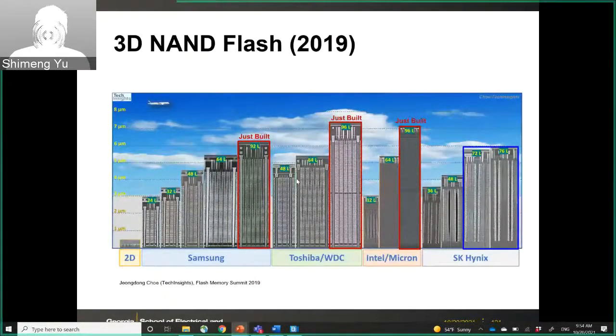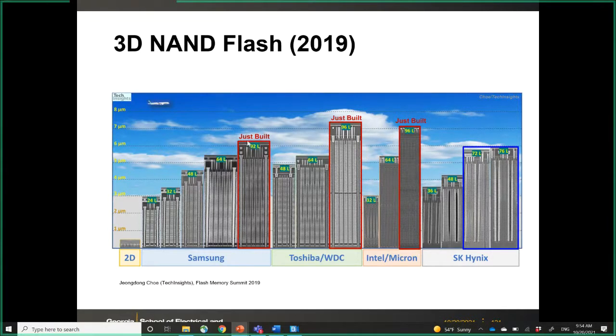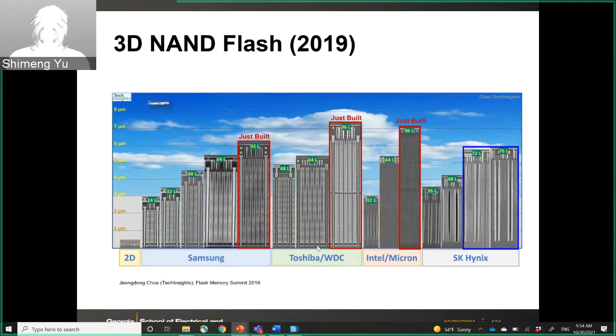So this is a landscape of the 3D NAND flash competition back in 2019, like 2 years ago. All major companies started building the 3D NAND flash. It's like you build skyscrapers, very tall buildings. So you look at the height of the 3D NAND stack. It's a few micrometers in height, if you look at the vertical string height. Here all the companies started building around 96 layers back in 2019.